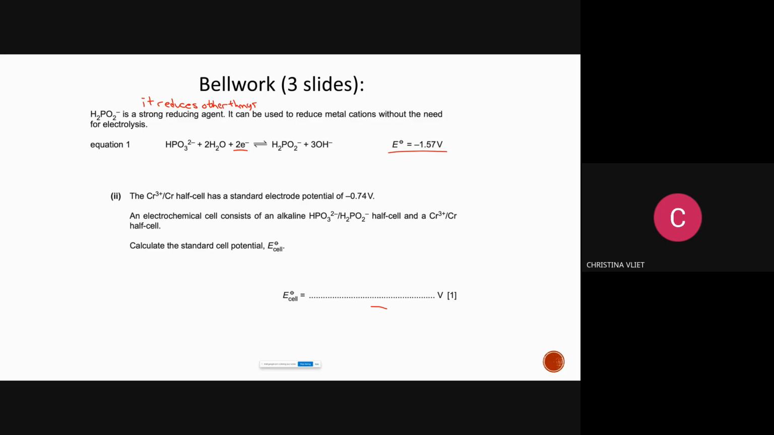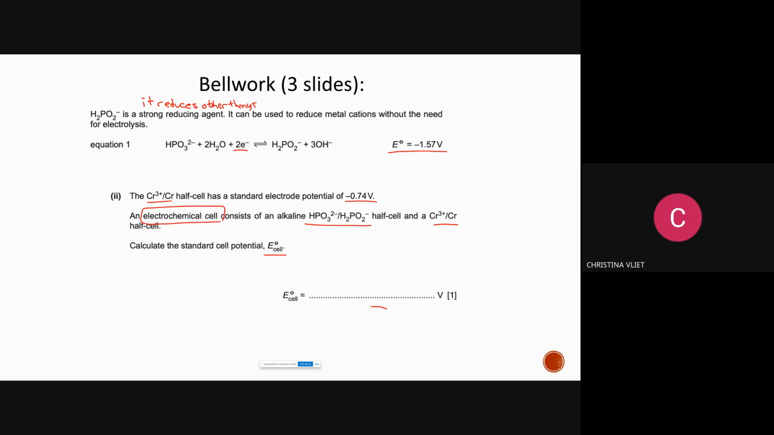So then part 2 here. The Cr3+ / Cr half cell has a standard electrode potential of negative 0.74. But they don't give you the half equation for it. You will have to come up with it yourself. But it's not a difficult one to come up with because you would just need to know where to place the electrons.